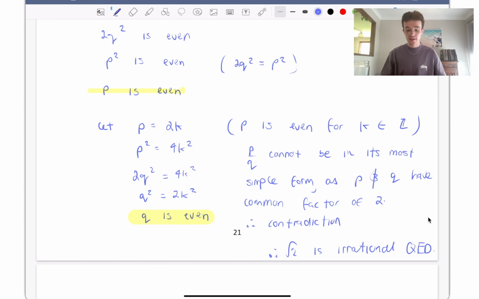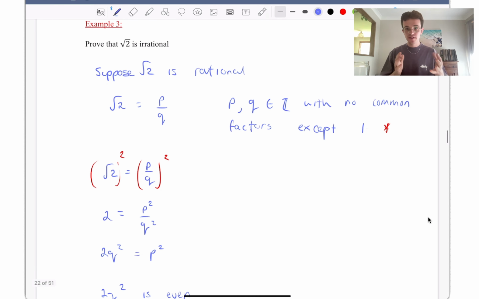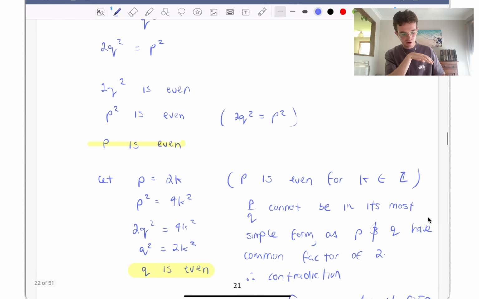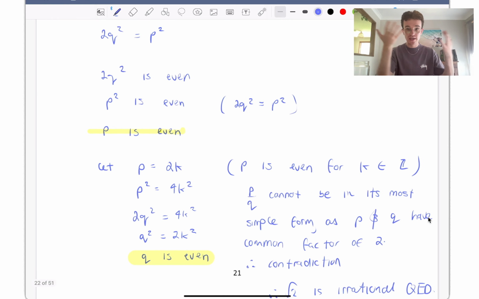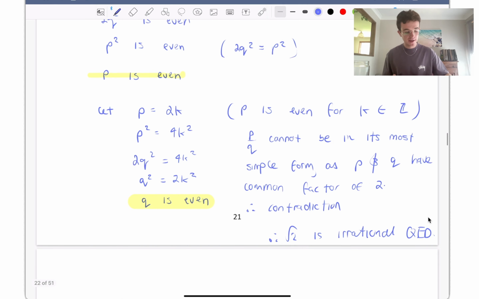Cute. I love that question there. It's like a spooky proof, and you kind of get to this absurd thing at the end that then proves that this weird number is irrational. I don't know, I really like it.